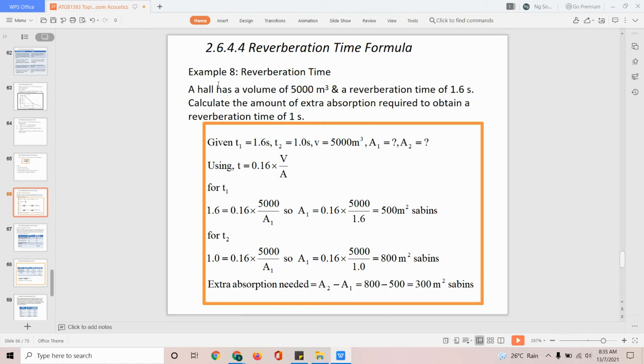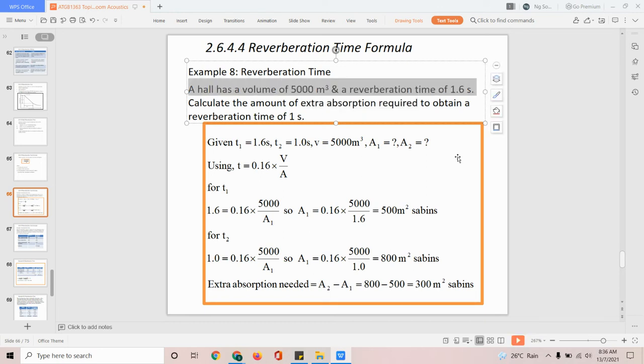How do we calculate the reverberation time? You're given an example: a volume of 5,000 cubic meters. Currently this hall is giving a reverberation time of 1.6 seconds. You want to calculate the extra absorbance required. The keyword is finding out the extra absorbance required to obtain a reverberation time of 1 second.